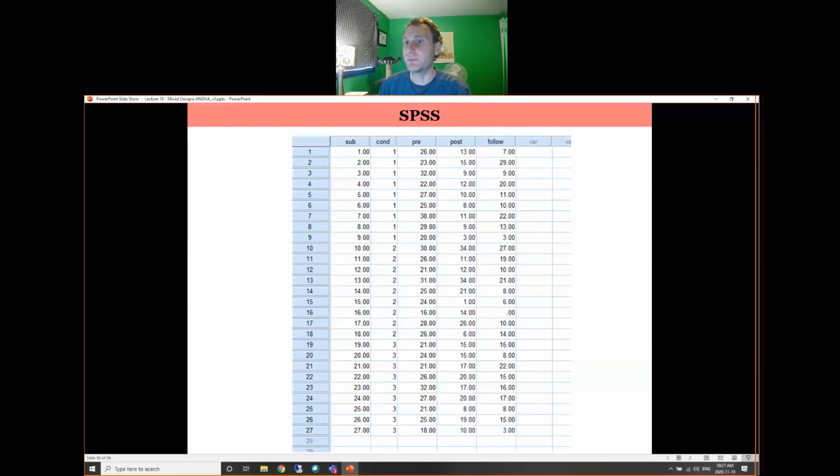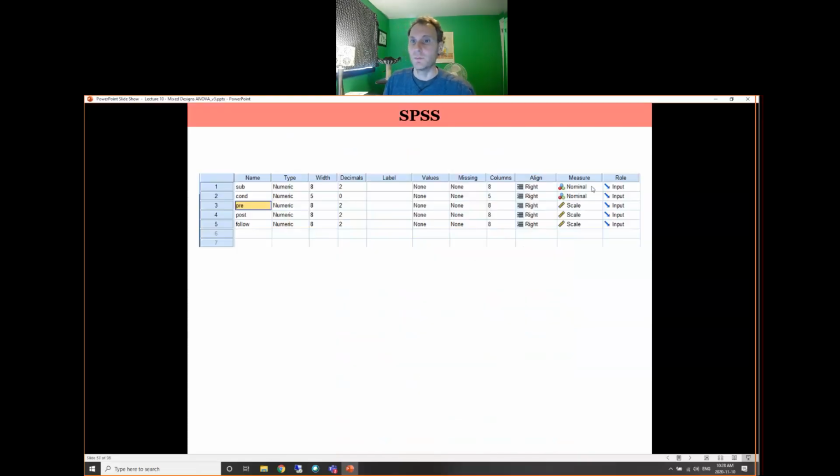If we want to do this in SPSS, we would set up our data as I think you would hopefully expect, right? It's just a combination of the between subjects ANOVA and the within subjects ANOVA. So I have each participant, they're each in one of 3 conditions here, and they have 3 observations each. Make sure your variables are coded correctly. My subject number, I'm not doing anything with it, so it doesn't really matter, but it's still good form to tell SPSS it's a nominal variable. It's a number, but it doesn't have any numerical meaning.